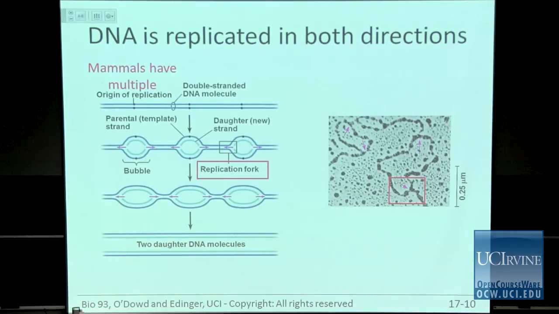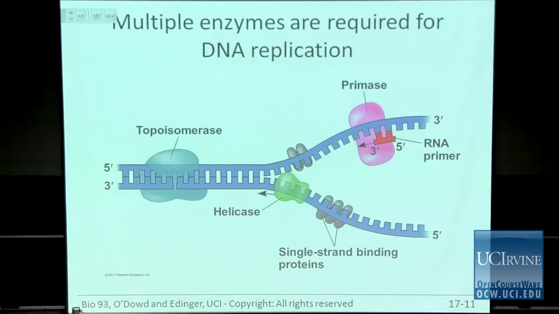So multiple origins. Now we're going to zoom in on the replication fork. So this is just one side. The origin would be over here, and there'd be another fork opening in that direction. We're going to go through these enzymes here that weren't mentioned in that overview video I just saw, but all of these are required for DNA polymerase to be able to jump on and do its job.